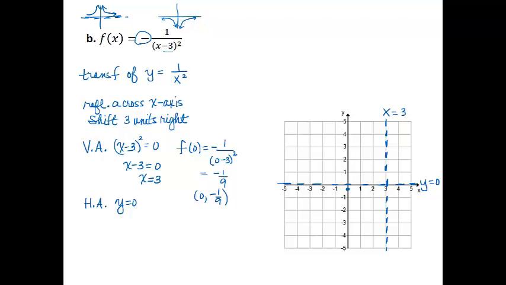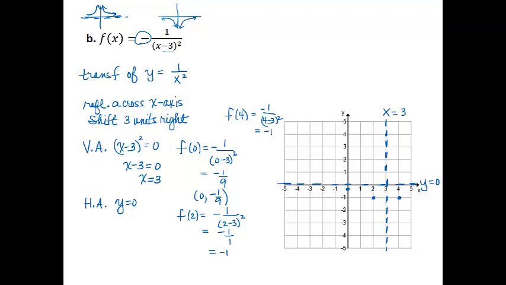If I wanted to find another point, maybe if I plug in 2, f of 2 would be the opposite of 1 divided by 2 minus 3 squared, which is negative 1 divided by negative 1 squared, or 1, so f of 2 is just negative 1. And maybe we find f of 4, and that's going to be the same value as f of 2, but that's going to be negative 1 divided by 4 minus 3 squared, which is negative 1 divided by 1, or just negative 1.